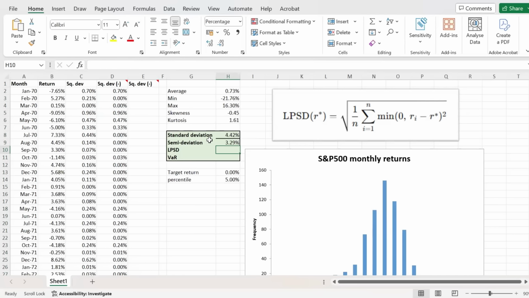So it is 3.29%. So this is semi-deviation. Okay. So this is the volatility focusing only on the deviations from below the mean. Okay, so this is the average return or the mean return. And with semi-deviation, I'm focusing on deviations from below the mean.